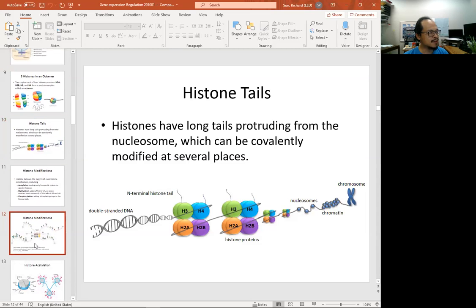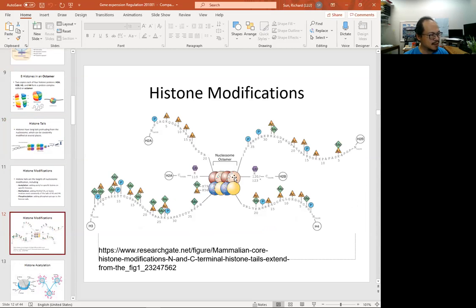So I want to show you this picture. You can see that there are 8 histones here. We have four types of histone: H3, H4, H2A, and H2B. Each histone has a tail. So you can see this is the tail. Each letter represents an amino acid.